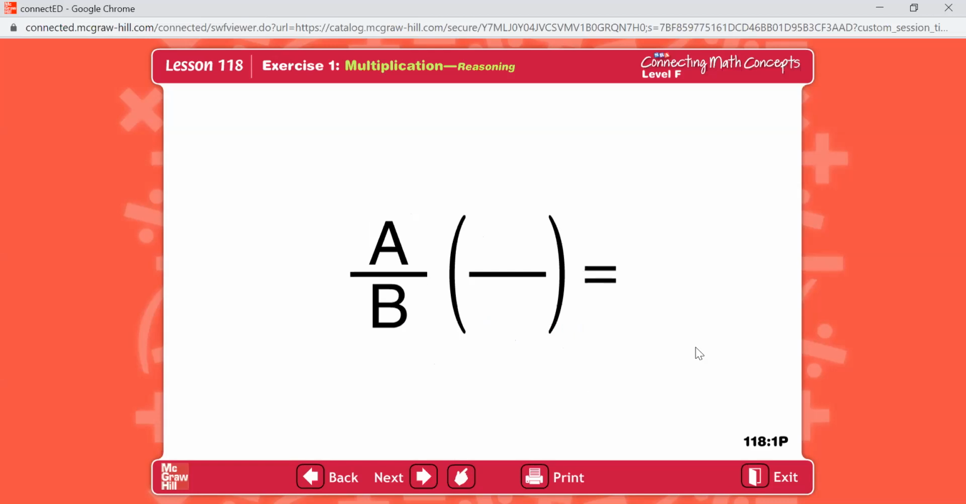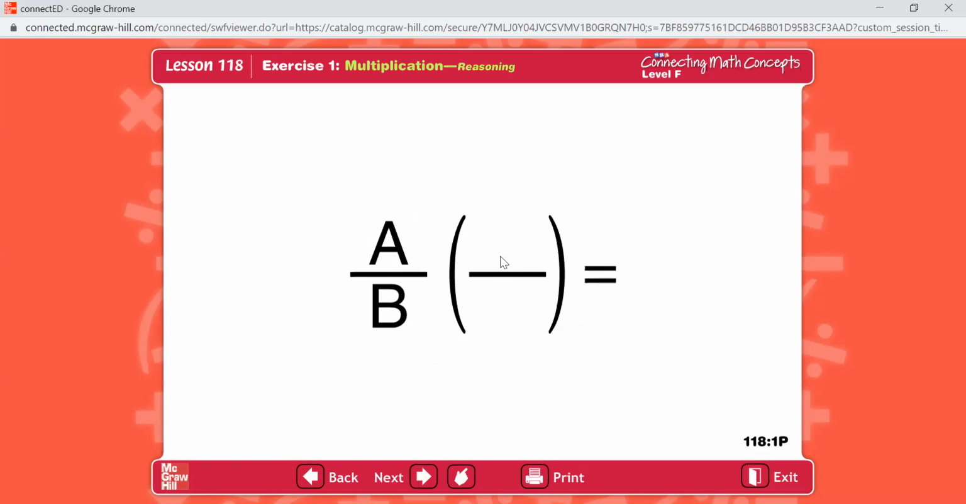If we want to end up with A over B, we would multiply by a fraction that equals 1. So this fraction should always equal 1 if we want A over B to equal A over B, because any number times 1 is itself.